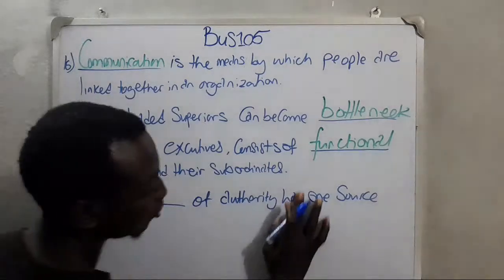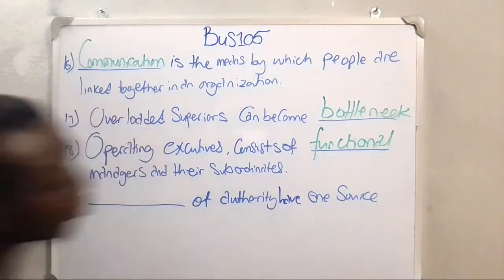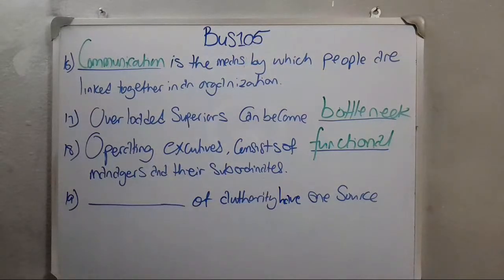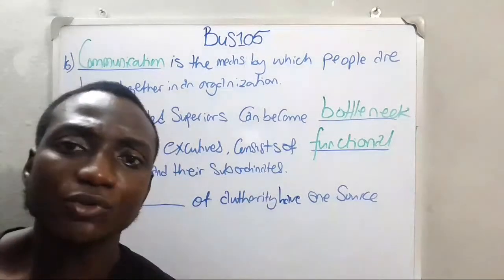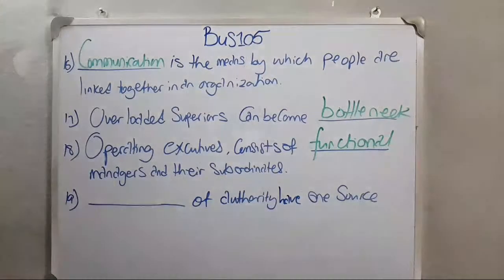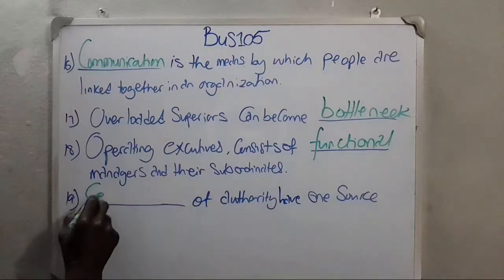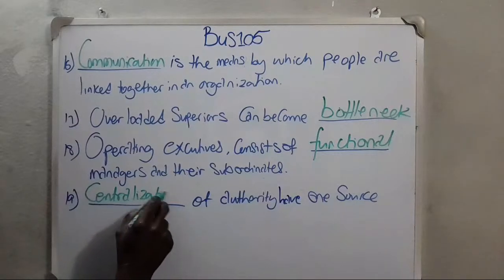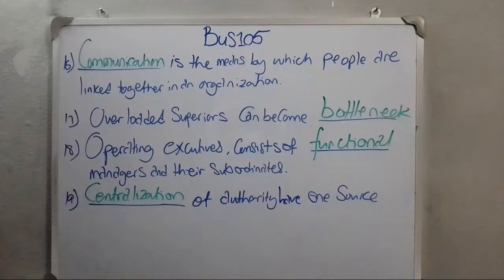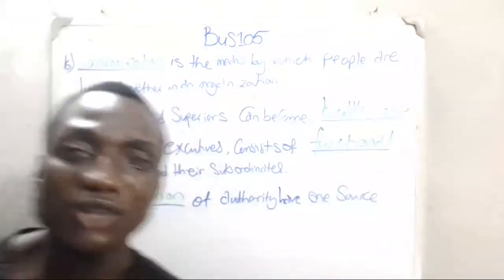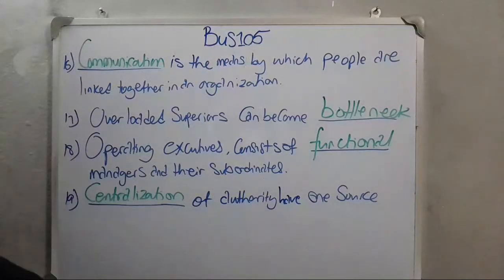Have, that should be have, not has. Have one source. Okay, thank you, Miss Rachel. Thank you, Miss Favor. Dash authority. Wonderful. Thank you for that. Centralization, that's the answer. A centralized authority has just one source. Centralization of authority has one source, just one source.